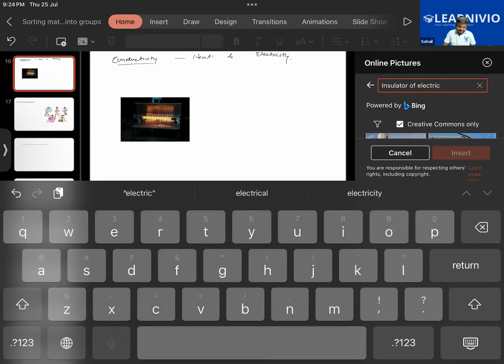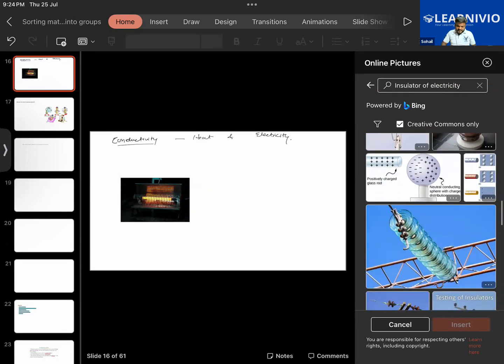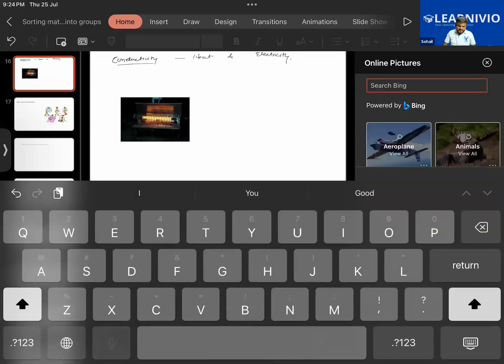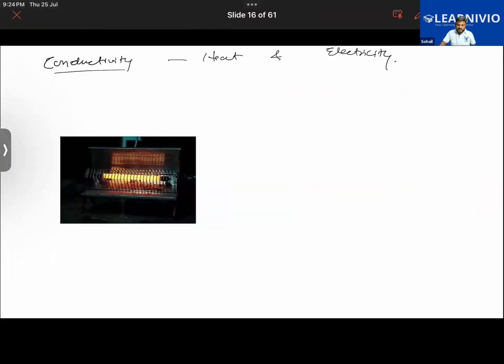Then we have examples of objects that are bad conductors of electricity, so they are called insulators of electricity. There are so many examples of bad conductors of electricity that we can take, like a piece of wood. It is a bad conductor of electricity, right?